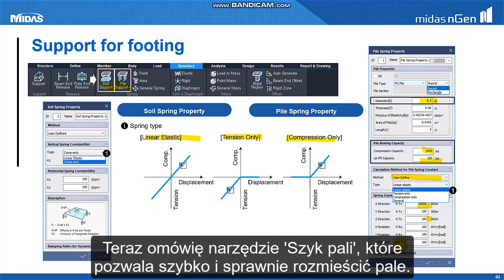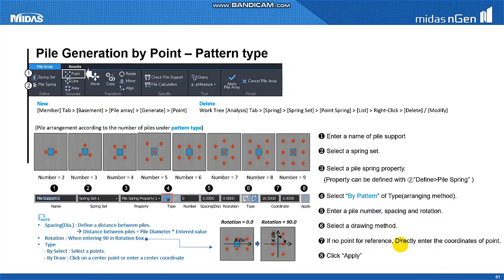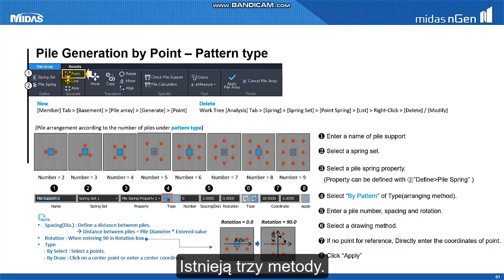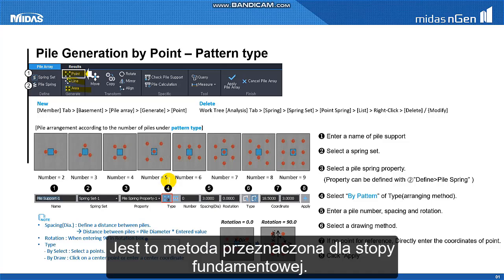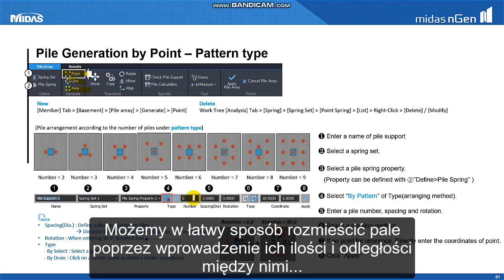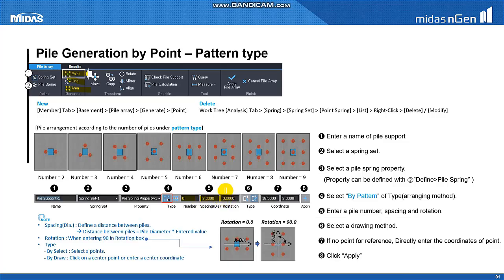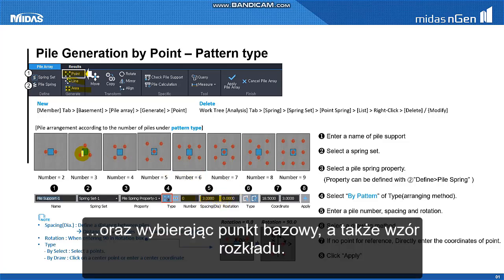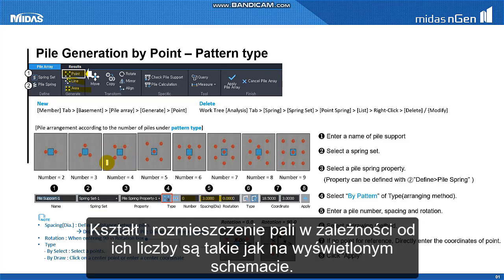Next, I will introduce the pile placement tool. There are three methods provided. The first one is a point-based arrangement. This is a pile arrangement method for isolated footing. And we can easily place it by entering the number of piles and the spacing between piles. And the last step is to select a target point. The arrangement shape according to the number of piles is as follows.